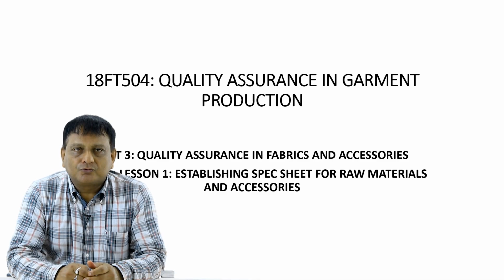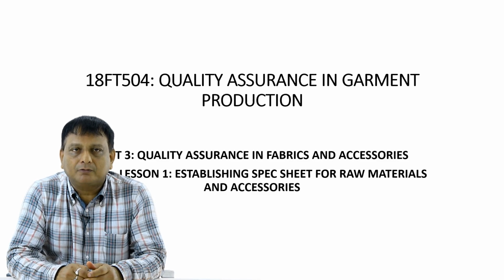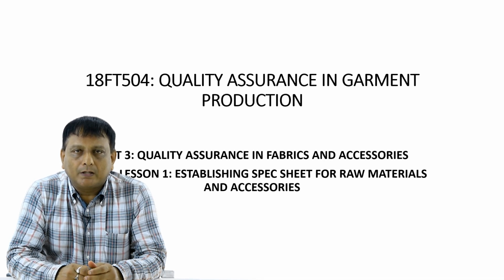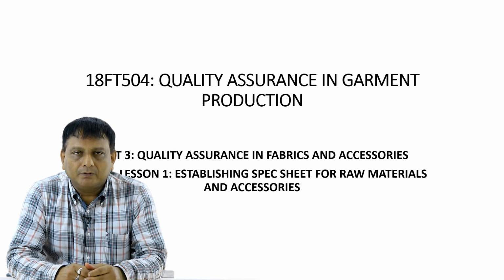So good afternoon students. Today we will start with 18 FT 504 Quality Assurance in Garment Production, and we will start with a new unit, that is unit 3, Quality Assurance in Fabrics and Accessories, and we will talk about establishing the spec sheet for raw materials and accessories.